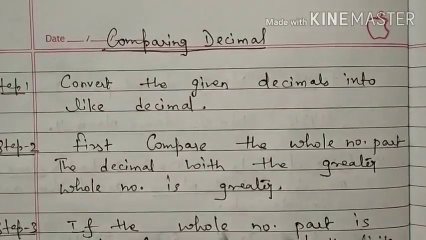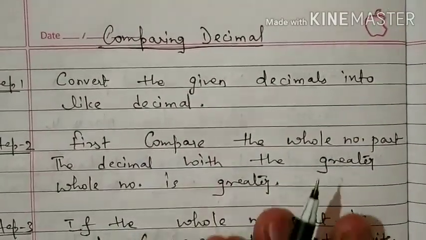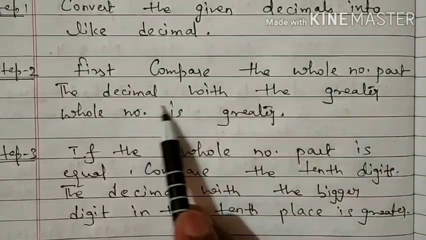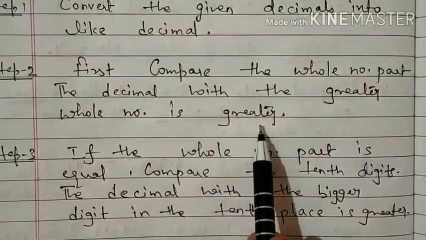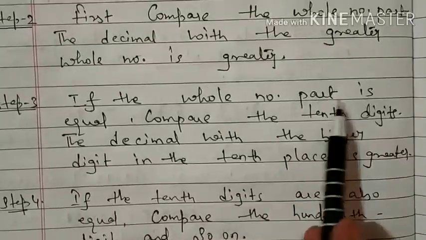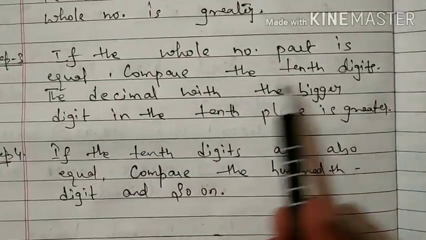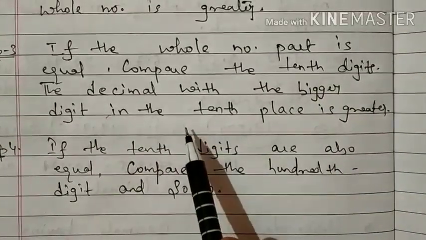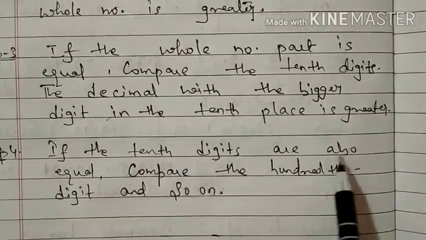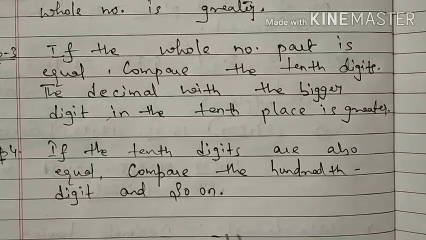What is the first step? Convert the given decimals into like decimals. Second, compare the whole number part. The decimal with the greater whole number is greater. Third, if the whole number part is equal, compare the 10th digit. The decimal with the bigger digit in the 10th place is greater. If the 10th digits are also equal, compare the 100th digit, and so on.